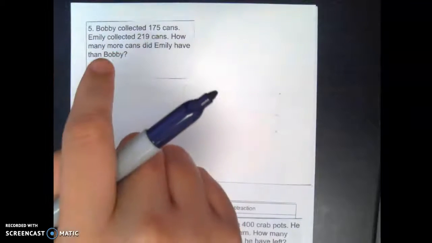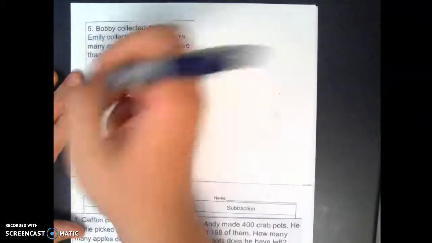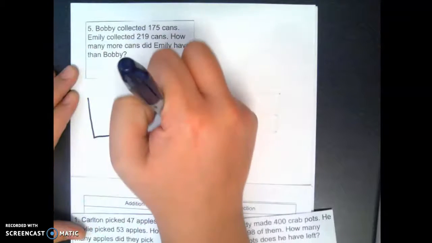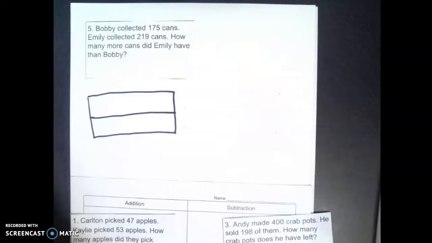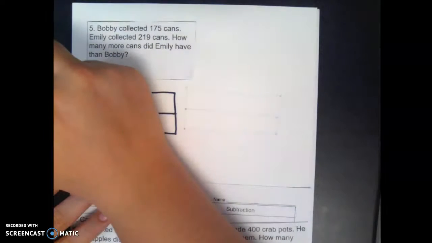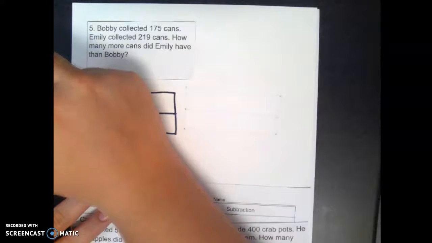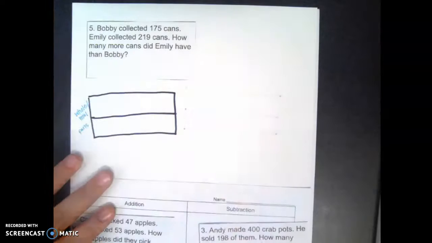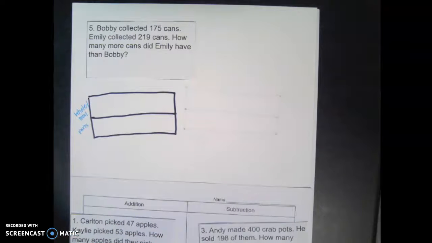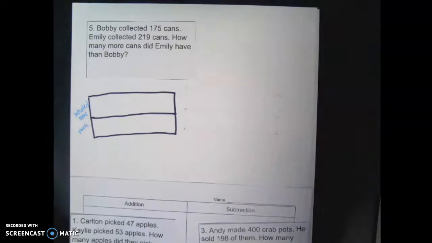So I'm going to go ahead and make my strip diagram because Ms. Garza likes them. Make my strip diagram, and I'm going to write up here that this is the whole, or your total, and this is your parts. Okay? How many more cans did Emily have than Bobby? So let's see, what are we going to do here?